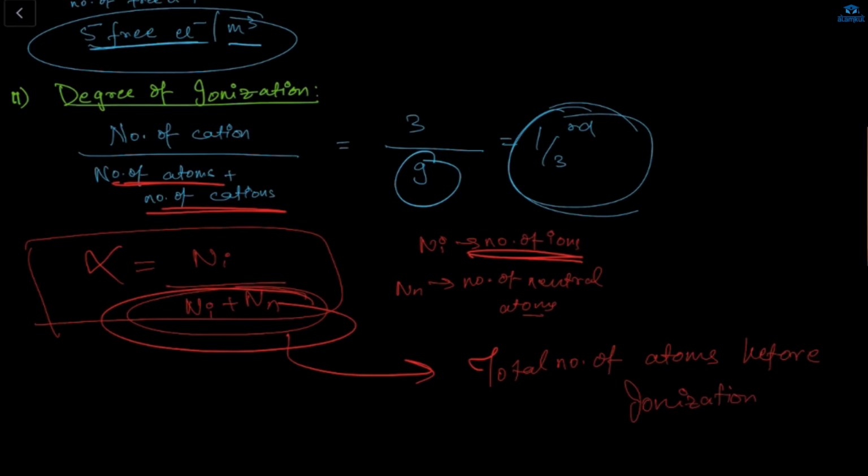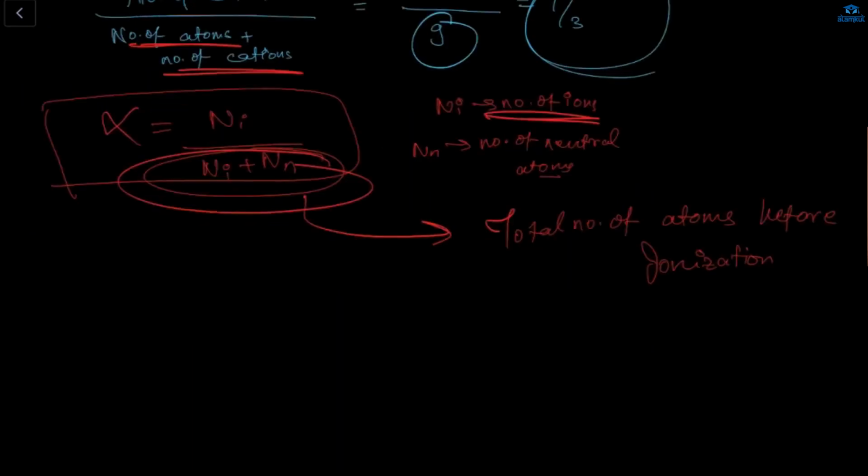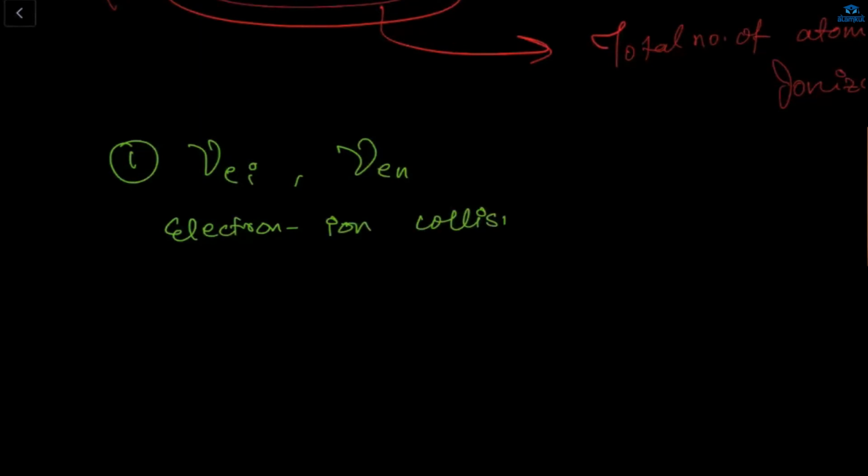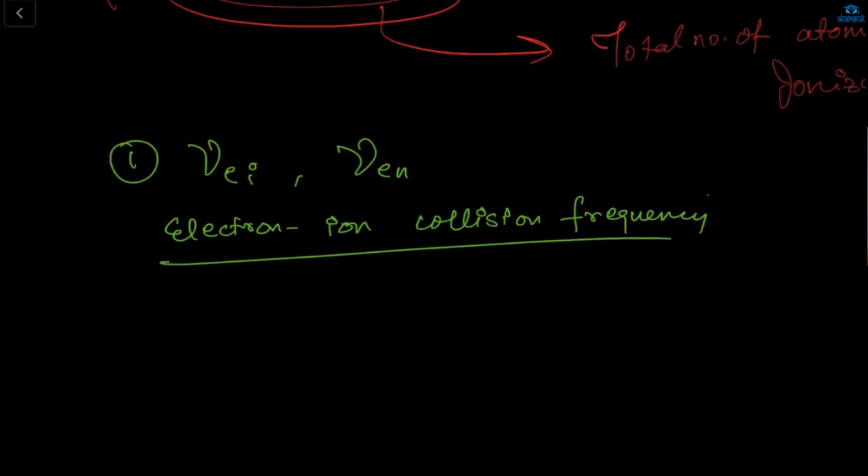Now, electron ion collision frequency is what? In every unit time, how many electrons... See, now let's talk about the fully and the partially ionized ones. Let us know about some terms. Okay, see here, electron ion collision frequency. Any idea, Razi, what is electron ion collision frequency? No? I don't know. In every unit time, how many electron and ion collisions are happening? That is electron ion collision frequency.